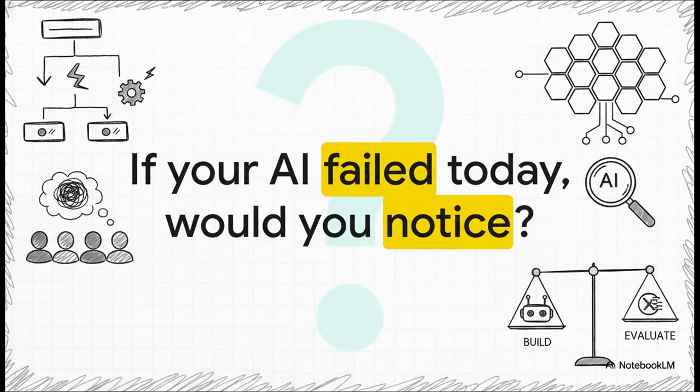I want to leave you with a provocative question to ask your team tomorrow morning. Think about your current setup right now. If your AI subtly degraded after a minor update today, would your system even notice? Or would you only find out when the angry customer emails start rolling in? Building the AI is half the work. Knowing when it's wrong is the other half.